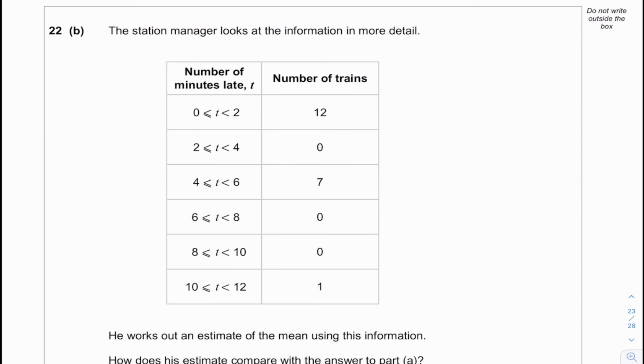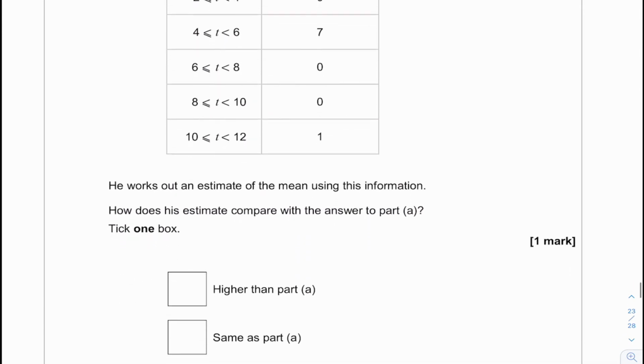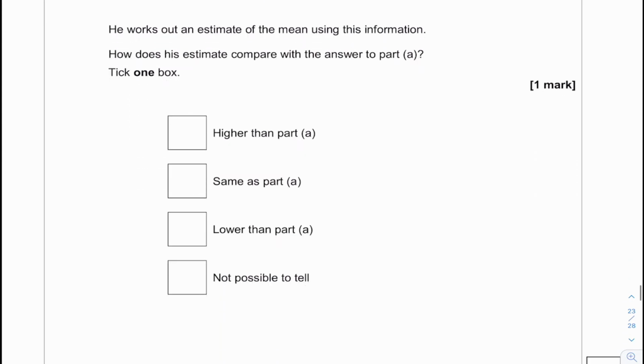For question 22, part B, we are told that the station manager looks at the information in more detail, and he creates this new table here, which basically just gives more accurate number of minutes late for each train, and he uses this new data to work out an estimate of the mean for the number of minutes late for each train on average, and we need to suggest if his estimate is going to be higher than part A, the same, lower, or not possible to tell.